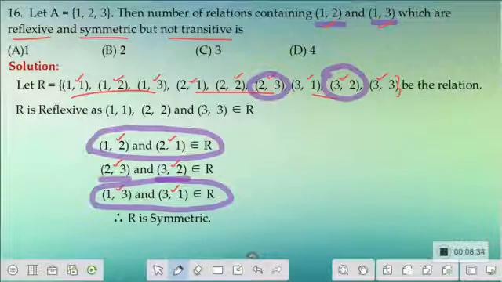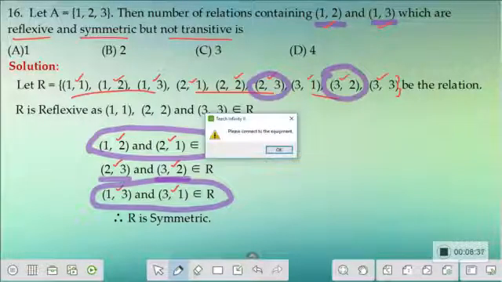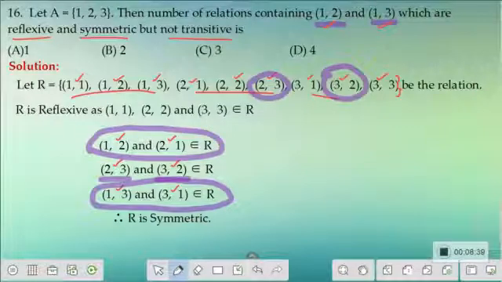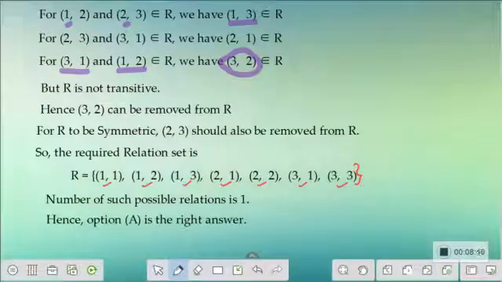Now when I'm looking for the conditions, I'm able to see that if I remove this part, that is 2, 3 and 3, 2 from the relation, I will be able to satisfy the necessary conditions, and hence I'm removing it, and then I'm writing the new relation with the new elements. And I can also see that there are no other possible relations, and hence I conclude that the number of possible relations with the given set is nothing but 1, which is option A. So we conclude option A is the right answer.